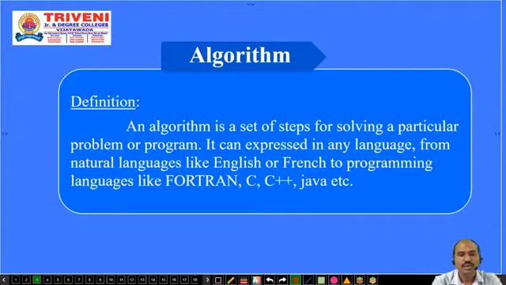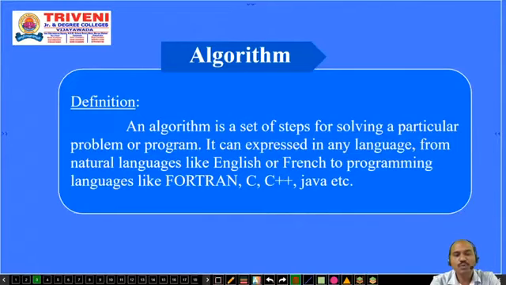An algorithm can be expressed in any language, and we can write algorithms in different ways. Any language here means human languages. What is meant by human language? Human language is what humans speak, in different ways, like English, French, Japanese, German, Chinese, whatever it may be. The words that a person speaks form a human language.